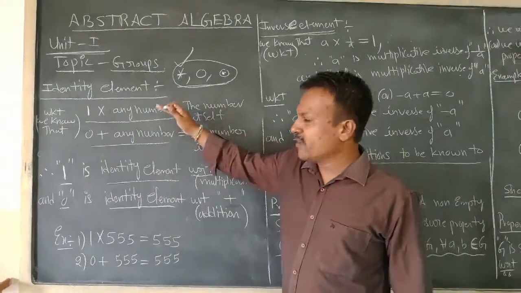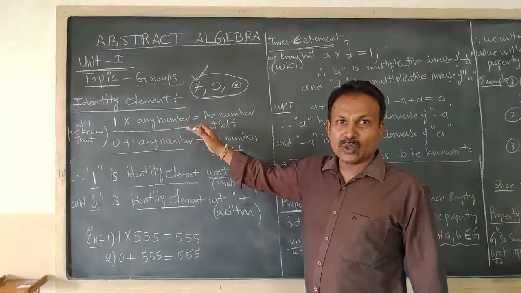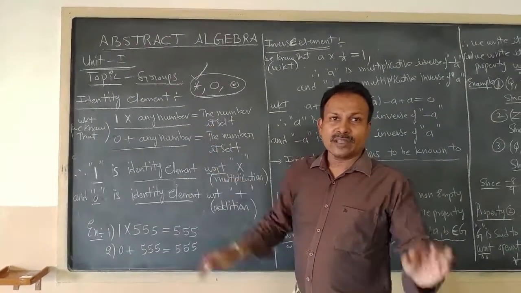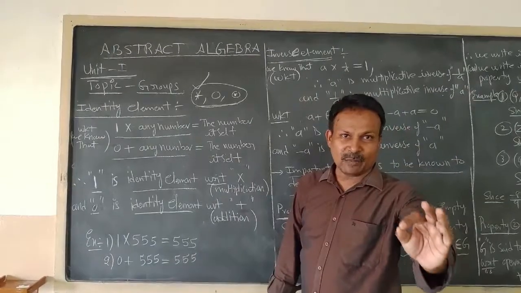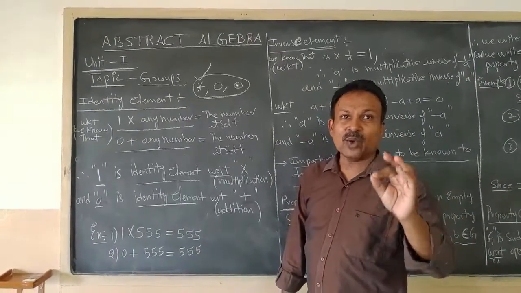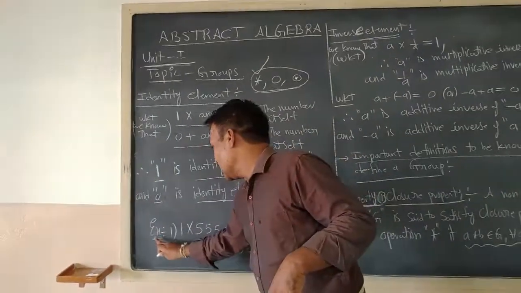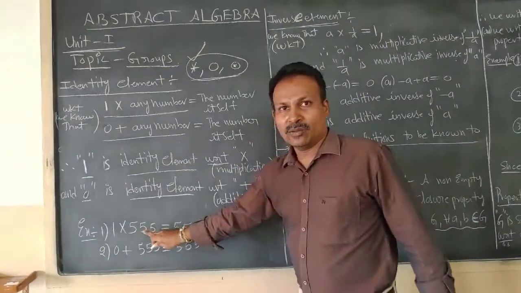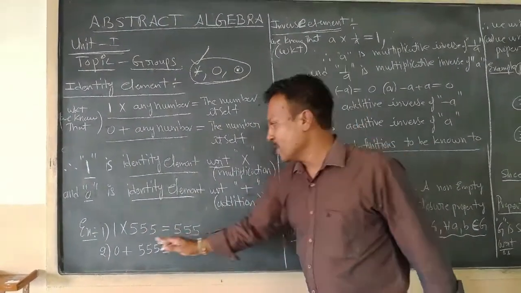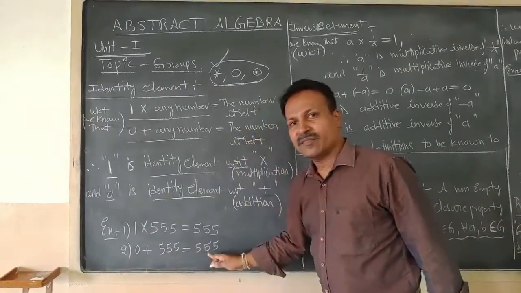Right. It is a very important example to know about the identity element with respect to multiplication and the identity element with respect to addition. You have to remember this very carefully. Right. Next example, 1 times 555 is 555, and 0 plus 555 is 555.